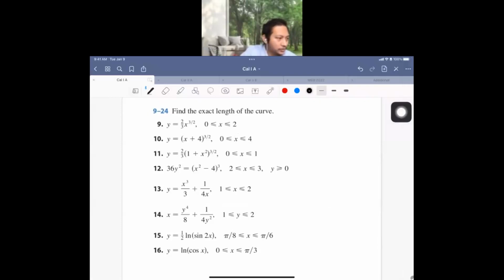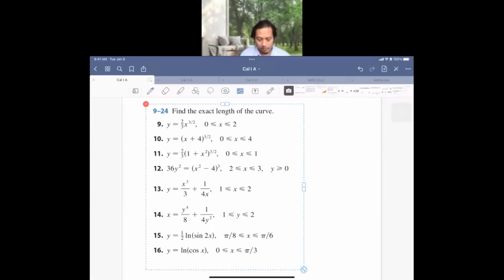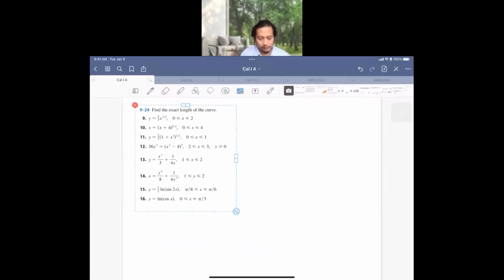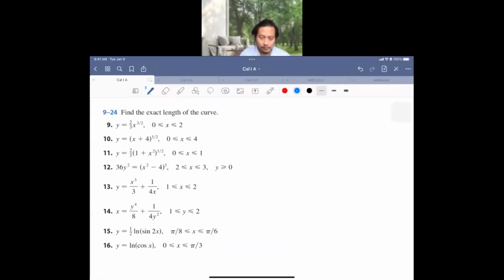We can try number 11 and then maybe number 13. Or probably number 16 also. Okay, number 16. Maybe 11 and 16. And let me make it a little bit smaller, maybe here. Okay, let's start number 11.